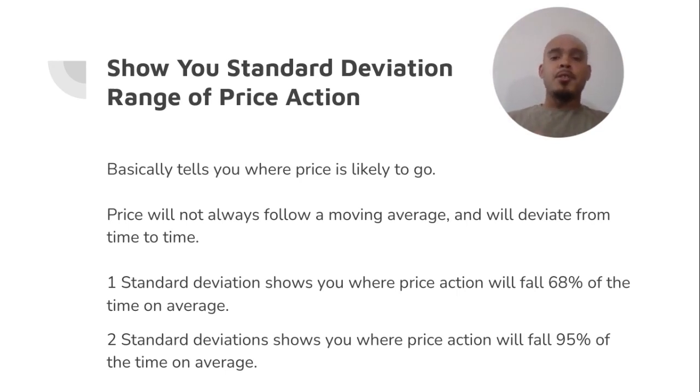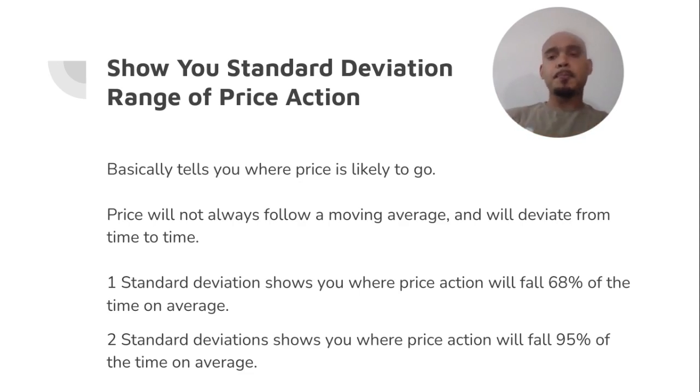So Bollinger Bands show you one standard deviation from the norm or the mean, and two standard deviations from the mean. One standard deviation will show you where those price points will fall 68% of the time based on what you set your indicator at, and two standard deviations will show you where price action will fall 95% of the time. Again, this is statistics. So if you don't understand the concept of standard deviation, you might want to review some statistics-based math before you continue.